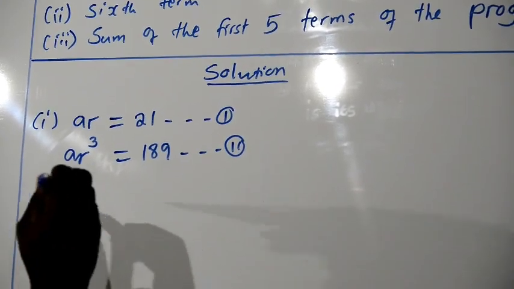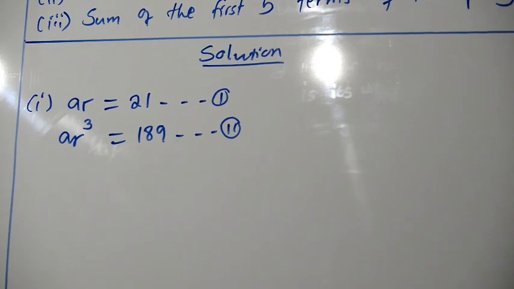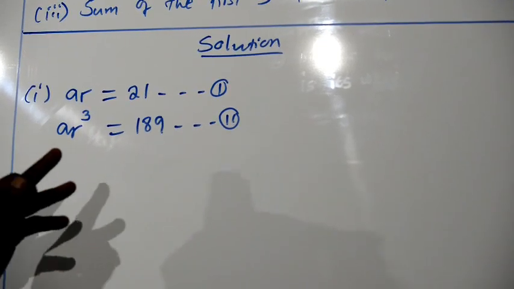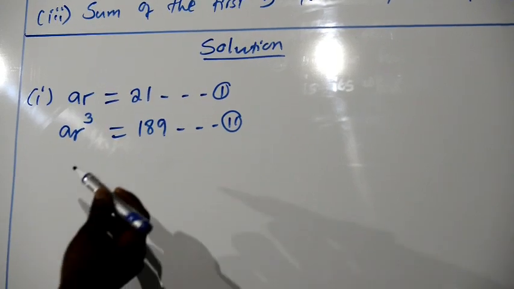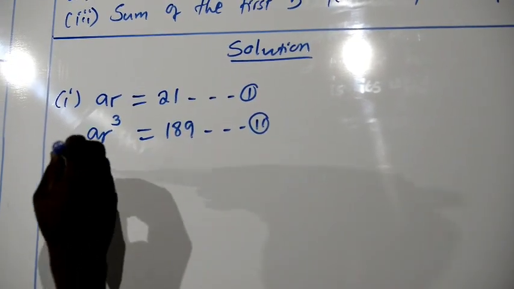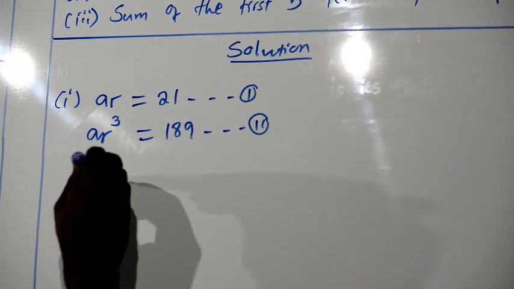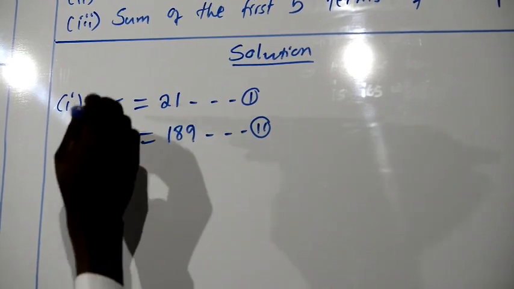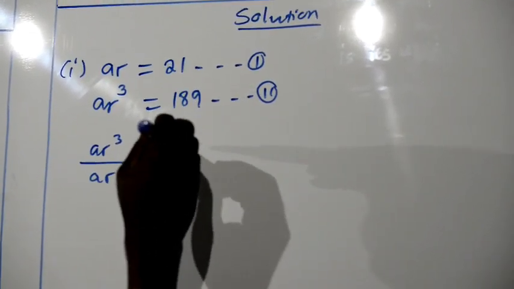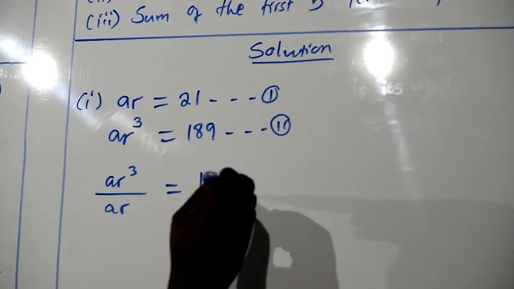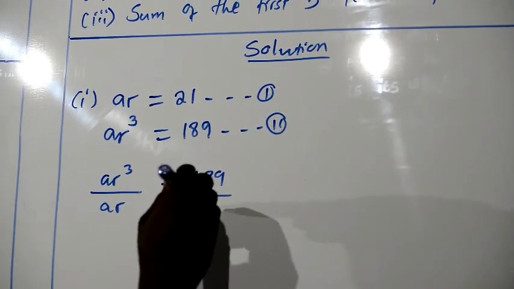So next, what do you do? Divide equation 2 by equation 1. Don't make a mistake to divide equation 1 by 2, but it's equation 2 by equation 1. So how do we divide? We start with this side. In equation 2 we have AR to the power 3, divided by, in equation 1 we have AR, is equal to, in equation 2 we have 189, divided by, in equation 1 we have 21.